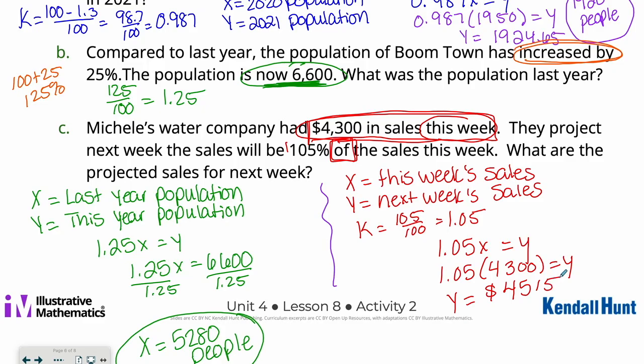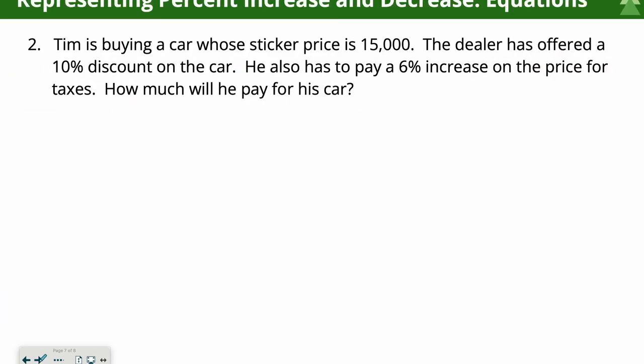Tim is buying a car whose sticker price is $15,000. The dealer has offered a 10% discount on the car. He also has to pay a 6% increase on the price for taxes. How much will he pay for his car? So we have two parts here. The first part is the sticker price. That's the amount shown on the car.